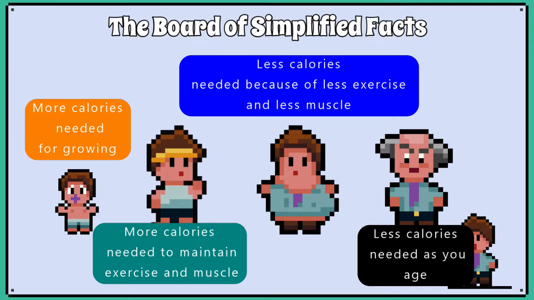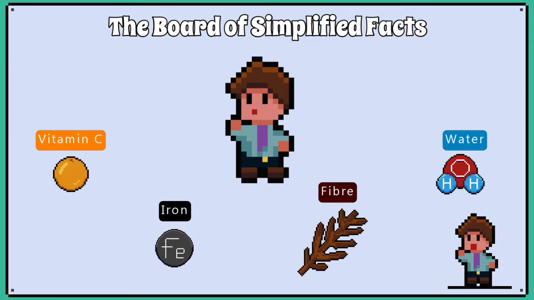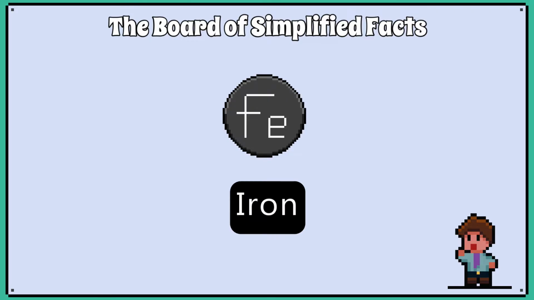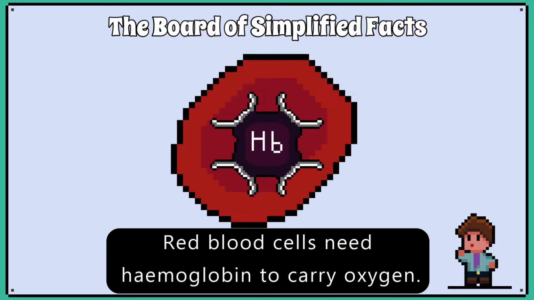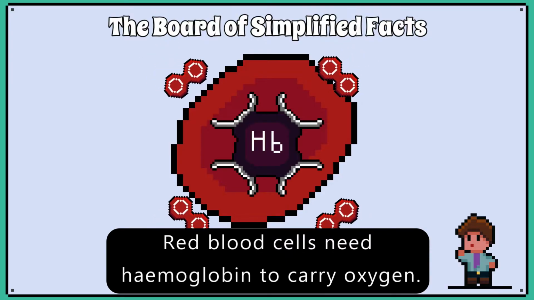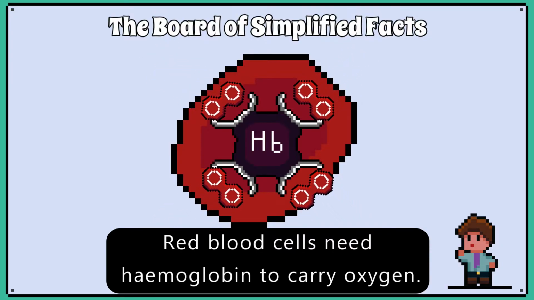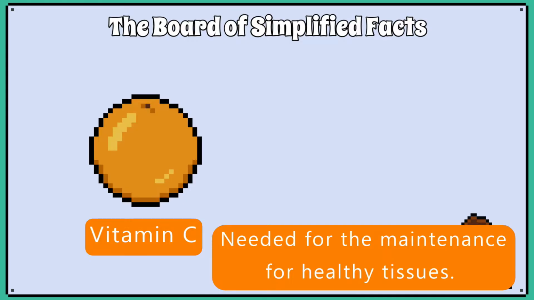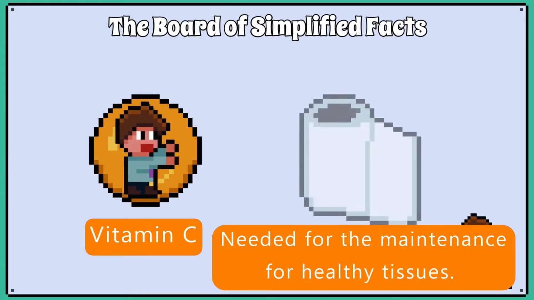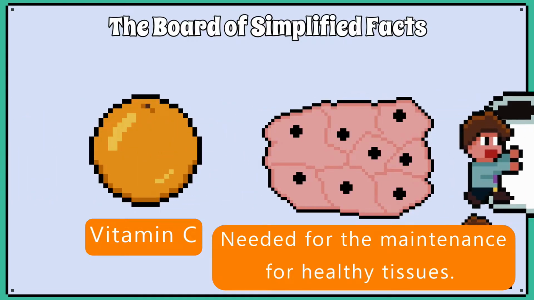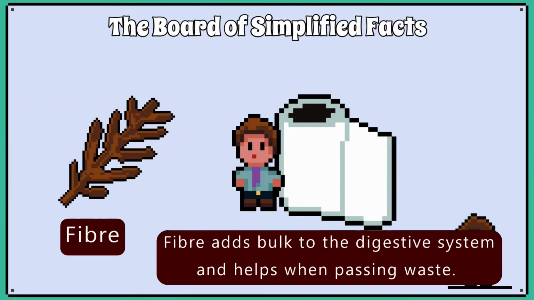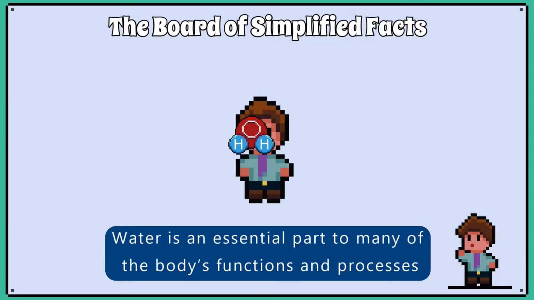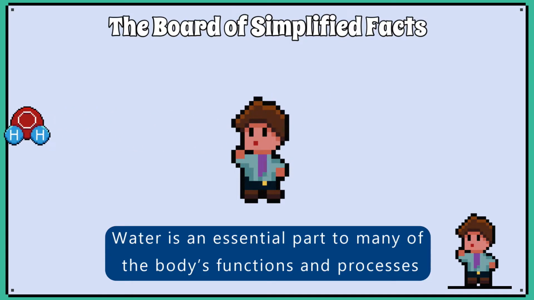You also need to know why we need the following vitamins and minerals. Iron is needed for the production of hemoglobin. Hemoglobin is found in your red blood cells, and it is this iron-containing molecule that allows your red blood cells to carry oxygen. Vitamin C is needed to help maintain healthy tissues in our bodies. Fiber is needed to add bulk to the digestive system. Effectively, it helps you to pass waste. Finally, water is an essential part to many of the body's functions and processes.